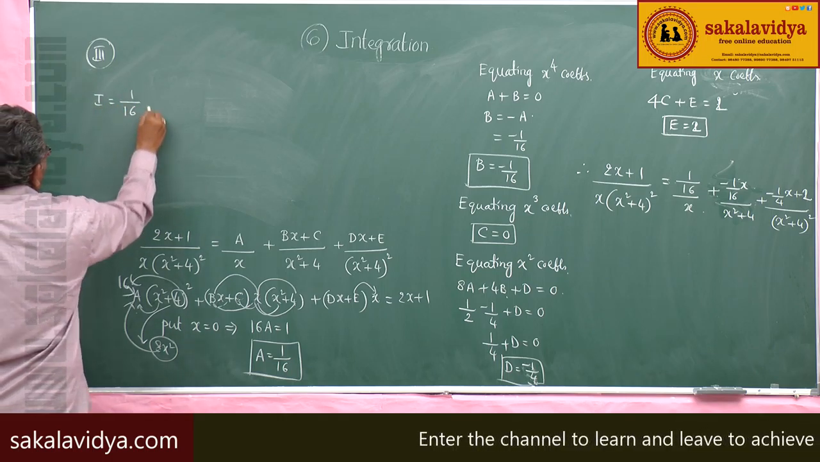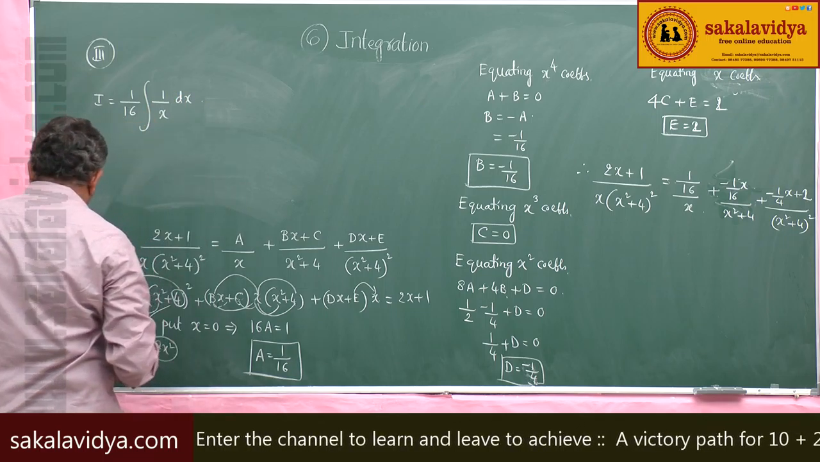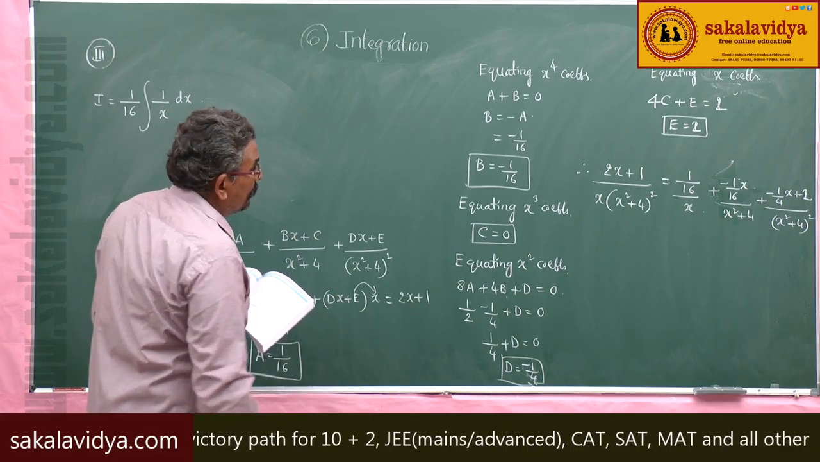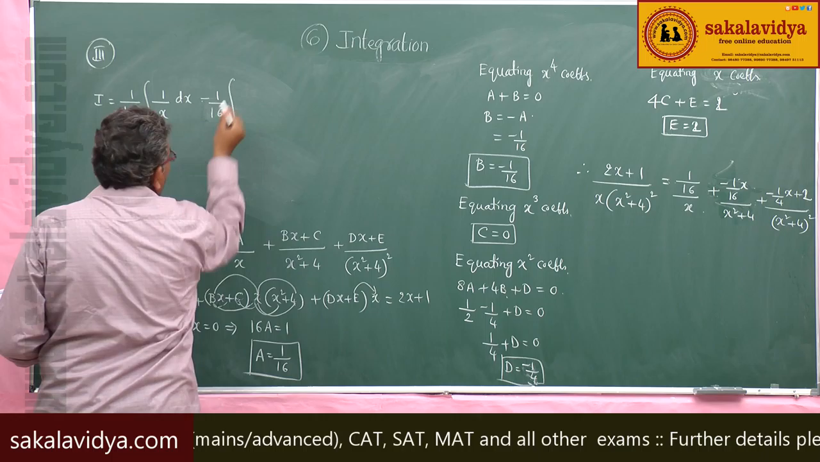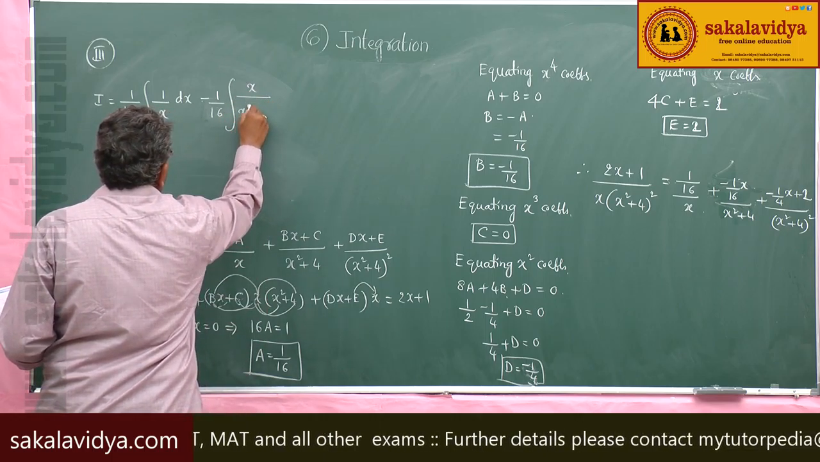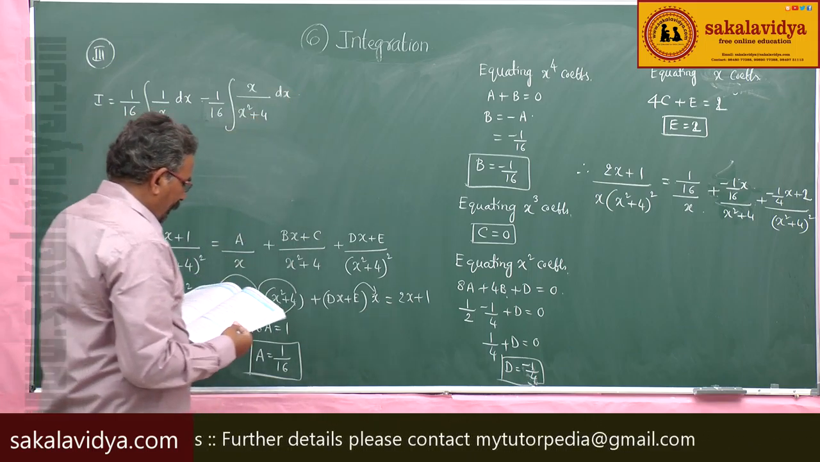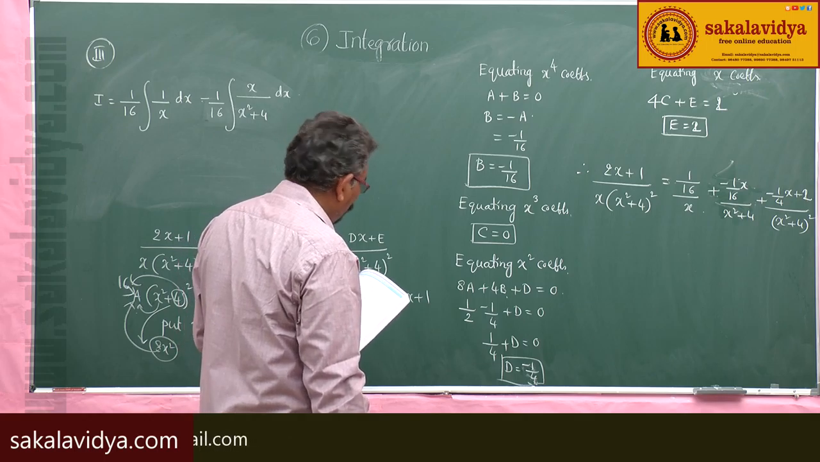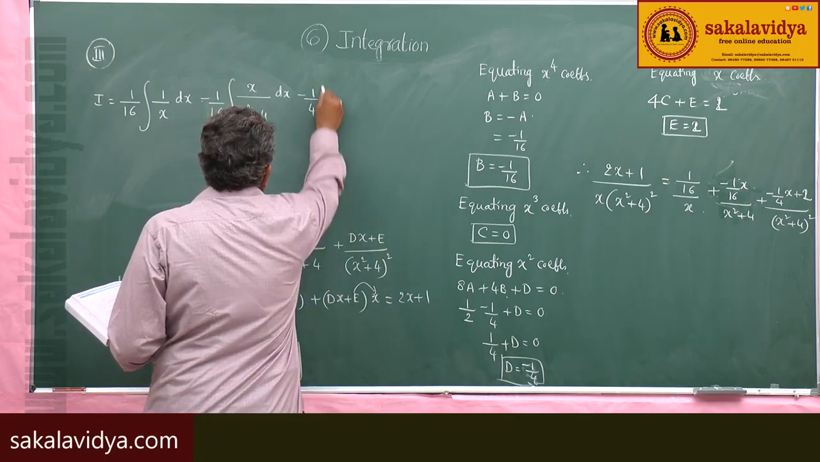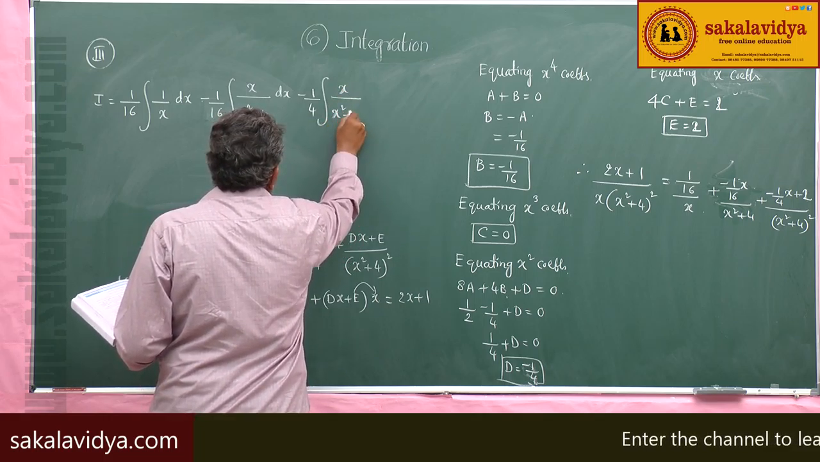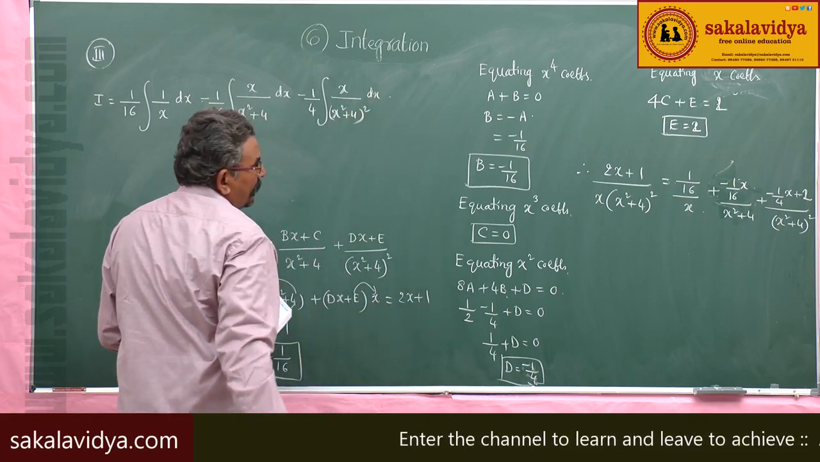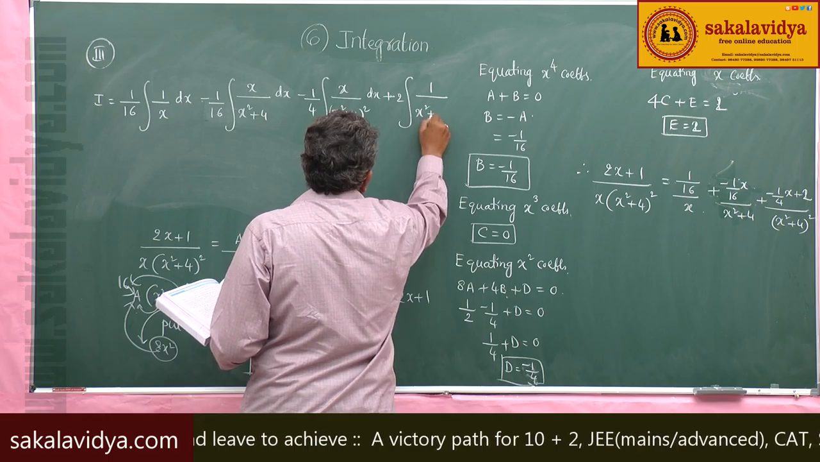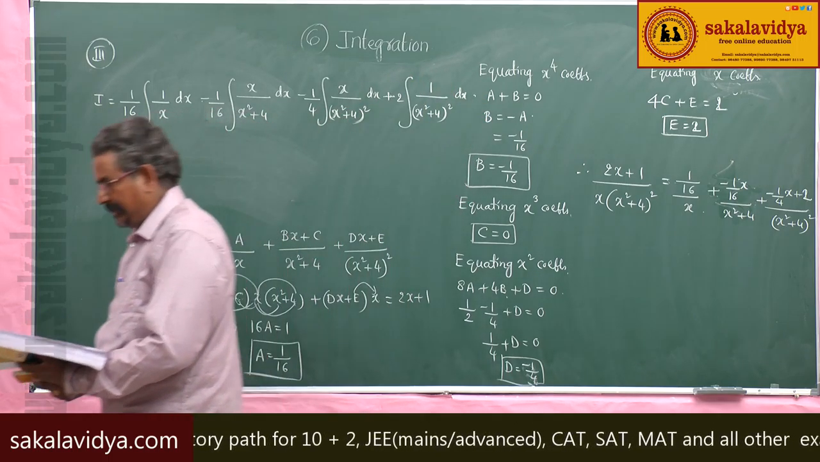1 by 16 integral of 1 by x dx, okay, minus, next one is minus 1 by 16 integral x by x square plus 4 dx, and next one is here minus 1 by 4 into x by x square plus 4 whole square dx, and plus 2, 2 common, integral 1 by x square plus 4 whole square dx. This we will get it.